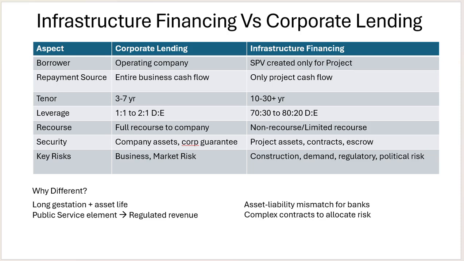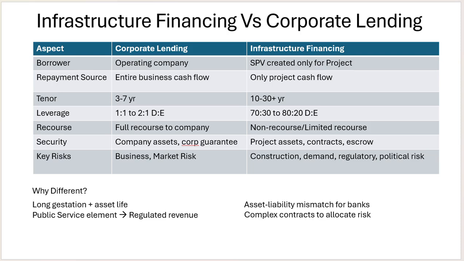Let's discuss recourse. Corporate lending is full recourse to the company, so the bank has recourse to the company's balance sheet. But it is totally different in infrastructure financing, which is non-recourse or limited recourse. If the special purpose vehicle is not able to repay the principal and interest, the bank will not touch the sponsor's balance sheet to recover its finance. It will sell the assets purchased by the special purpose vehicle to recover the amount. So there is less chance of recovery, and the risk is higher in infrastructure financing.